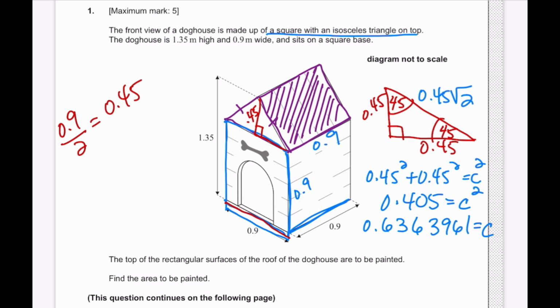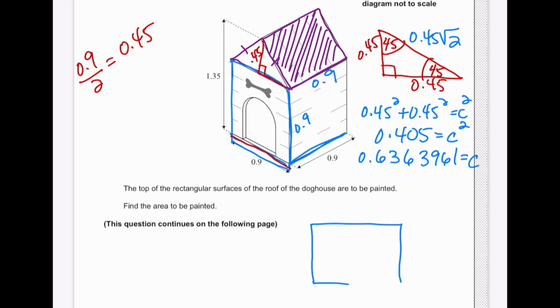So what I have so far is this rectangle, which is the one that I've shaded in purple. And I know that the length is going to be 0.9. And I just figured out that this width, which is the hypotenuse of my triangle, is going to be 0.45 square root of 2. And remember, that's approximately equal to 0.6363961.